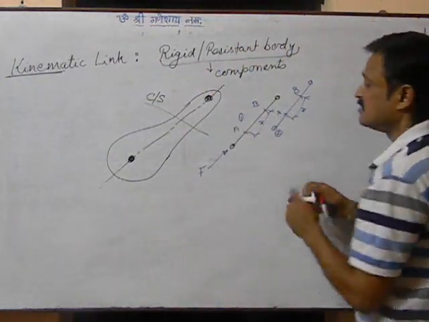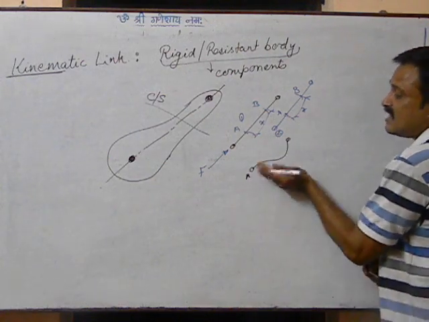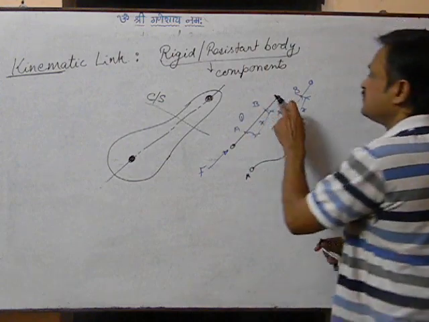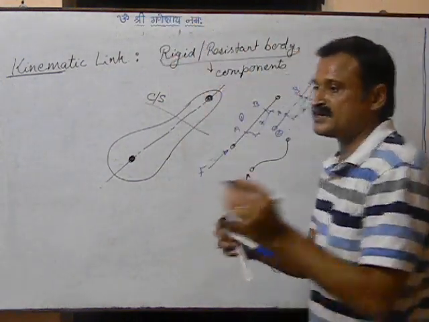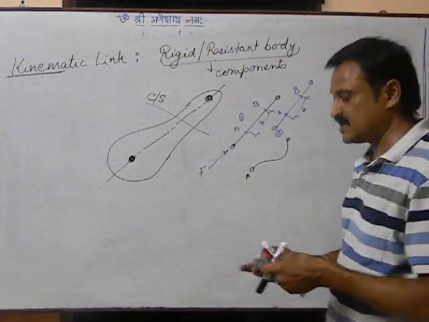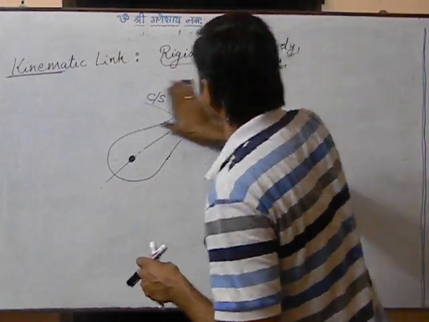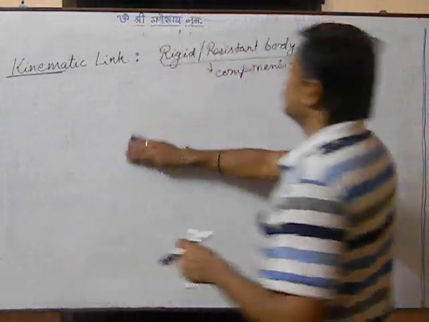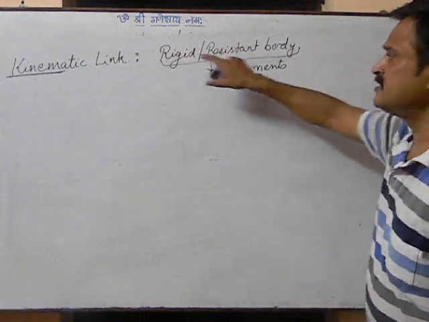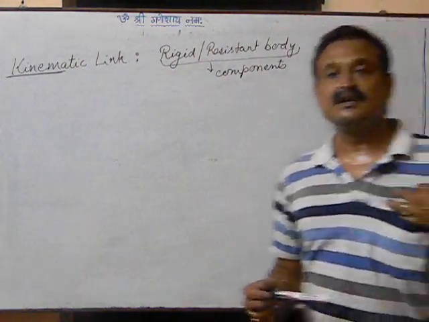Because if it is flexible, say if I apply a load and this body bends like this, A will have a displacement, but B will not have any displacement. If the other end of the body does not have any movement, then the motion is not transmitted. That is why in our study of kinematics, the assumption is that all these components are rigid for the given force condition, or resistant bodies. So we are calling these members or components the links.